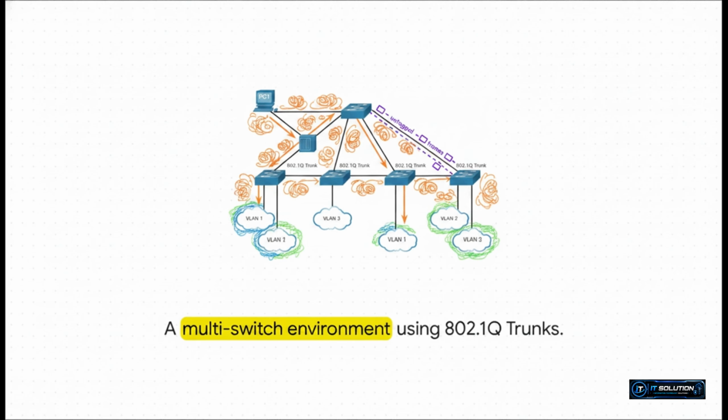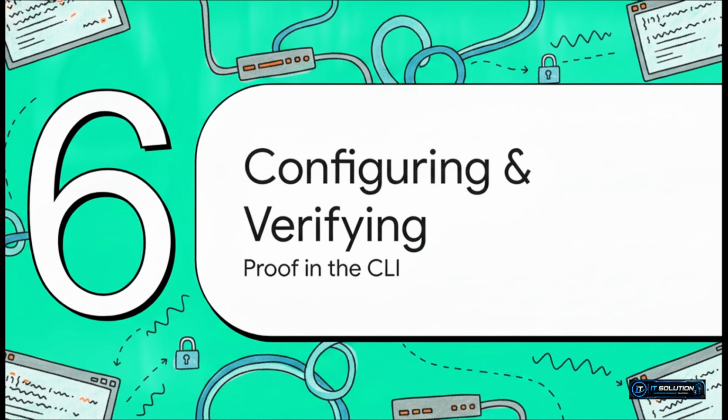These trunks act as the super conduit, keeping all the data logically separated by relying on those 12-bit tags we were just talking about. Simultaneously, it allows the native VLAN to travel down that same hallway completely untagged. Both sides of the trunk just have to agree on what that native VLAN is. So if a switch receives an untagged frame on a trunk, it immediately knows exactly which network to drop it into. Finally, Section 6. Let's look at configuring and verifying VLANs and get some proof in the CLI.